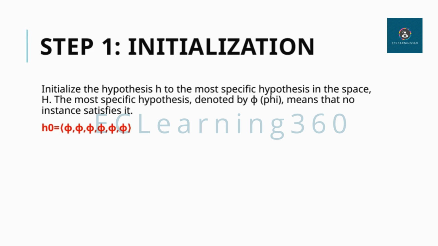This setup is important because it provides a starting point for our learning process, an initial hypothesis that we can then refine as we see more data. Think of it as setting a baseline that is as restrictive as possible, and from there, we expand or adjust our hypothesis to better fit the actual data. This step is fundamental in algorithms like version space learning, where we iteratively narrow down the hypothesis space. So, by beginning with this most specific hypothesis, we ensure that we're starting from a point that doesn't falsely include any incorrect hypotheses, allowing us to make more accurate updates as we proceed.